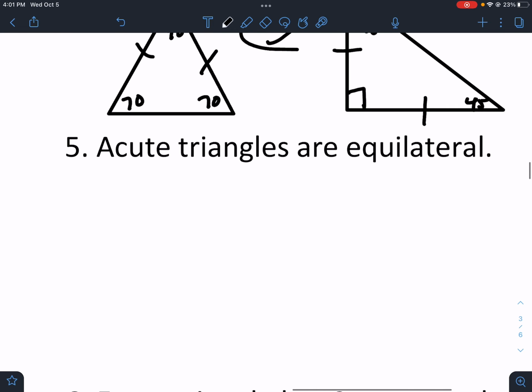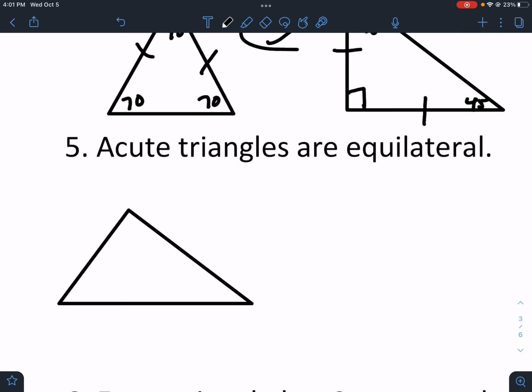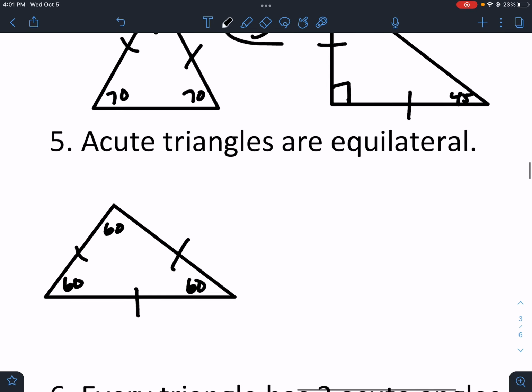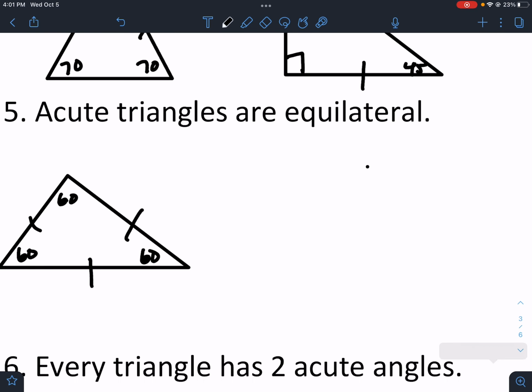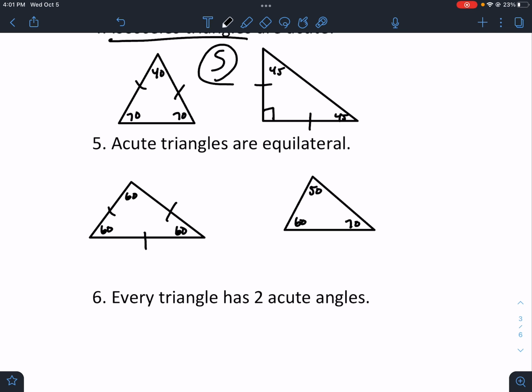Acute triangles are equilateral. Can you be equilateral and acute? Yeah, if all the corners are 60 degrees, then you are acute and equilateral. Well, can you be acute but not equilateral? Yeah, we've drawn a few of these, but could it be 50, 60, and 70? Yeah, so that's another sometimes. Acute does not guarantee equilateral.